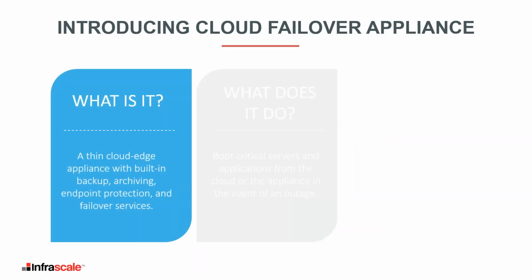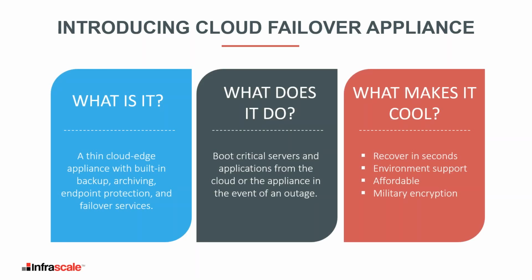And our marquee product is a product we call the Cloud Failover Appliance. What is it? It's a thin cloud edge appliance that you put into your network. It protects everything, your laptops, your physical servers, your virtual servers. Supports Windows, Linux, Unix, VMware, Hyper-V. And it integrates backup, archiving, endpoint protection, and failover services. So all the things that I talked about in those five key things to look for.